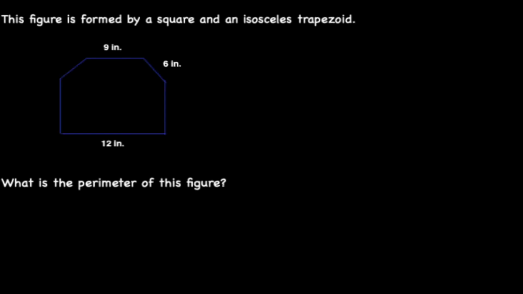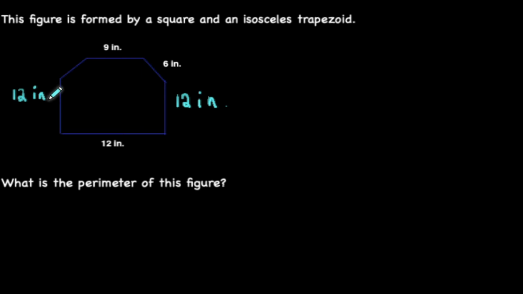With this problem, it says this figure is formed by a square and an isosceles trapezoid. What is the perimeter of this figure? Here we have this shape and we're just looking for the perimeter. I can see that this is a square, so this side is 12 inches, and this side is 12 inches as well.